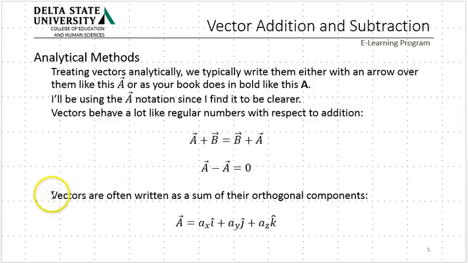And vectors are written as a sum of their orthogonal components. Remember, these pieces are independent of each other. So I know how many steps to take in i hat, I know how many steps to take in the j hat direction, and I know how many steps to take in the k hat direction if I could walk in all three dimensions.